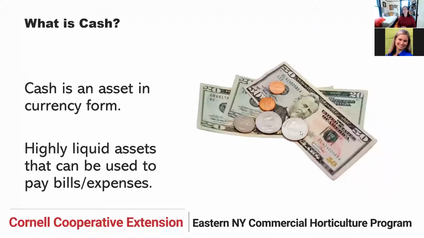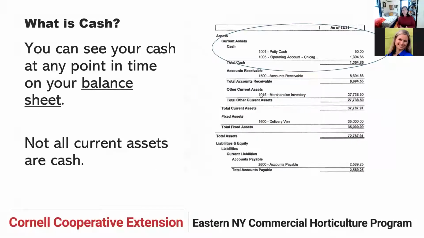So what is cash? I think we all have some sense of what we're talking about, but it's any asset that's in currency form or highly liquid. It's the assets that you have that you can use to just pay expenses. It's money in your checking account, money in your savings account. It could be money that you access through borrowing and then use to pay bills or expenses. But basically, it's highly liquid assets that can be used immediately to pay bills or expenses. You can see cash in your financial statements.